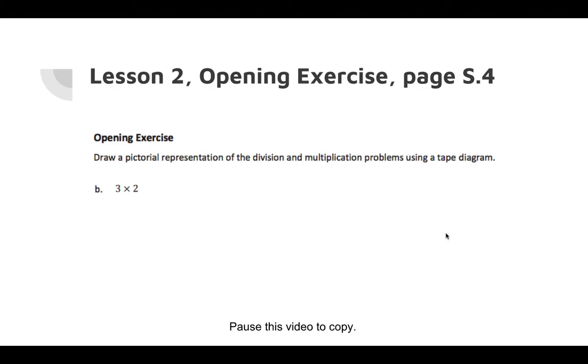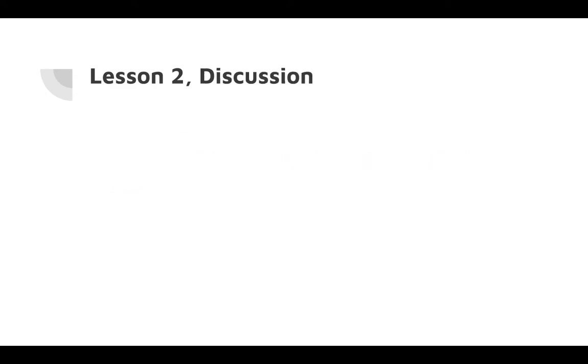Moving on, draw a pictorial representation of the division and multiplication problems using a tape diagram. Once again, this is still your opening exercise on page S4. B equals 3 times 2. So here we have your 3 boxes. Now we want to multiply that by 2. There's another 3 boxes. So that shows you 3 times 2, and that gives you 6 boxes. Okay, pretty simple. Pause this video to copy.